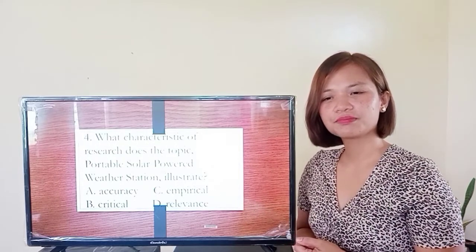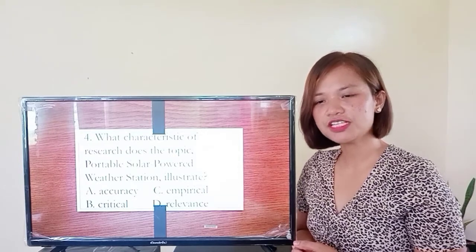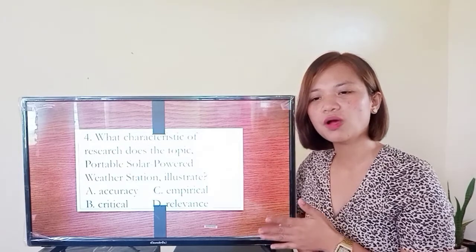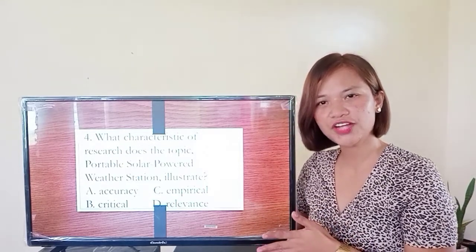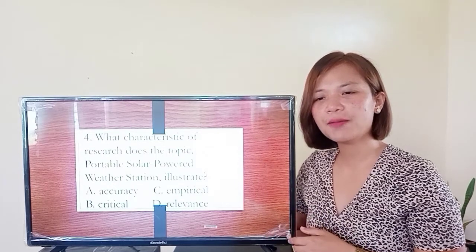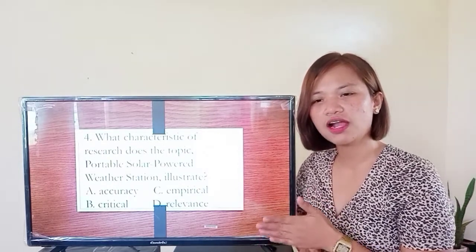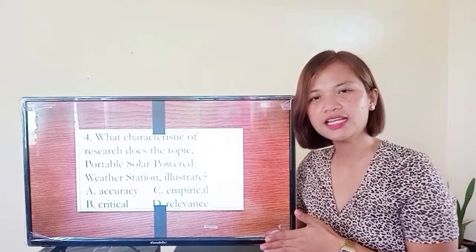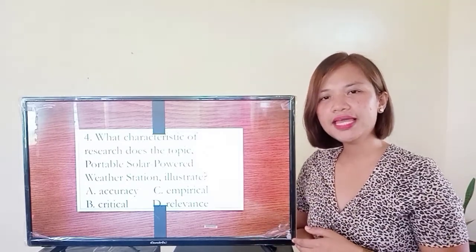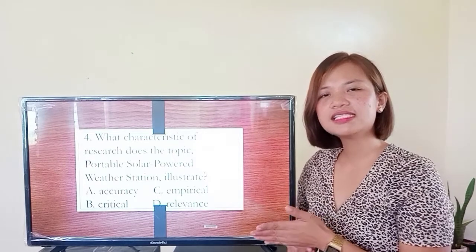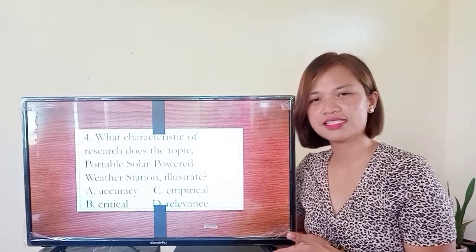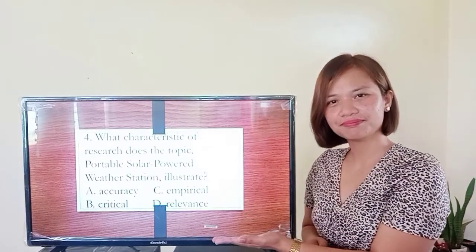Number 4. What characteristic of research does the topic Portable Solar-Powered Weather Station illustrate? A. Accuracy. B. Critical. C. Empirical. And D. Relevance. Your answer?